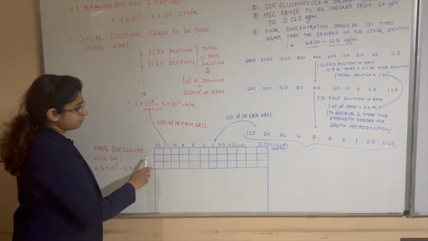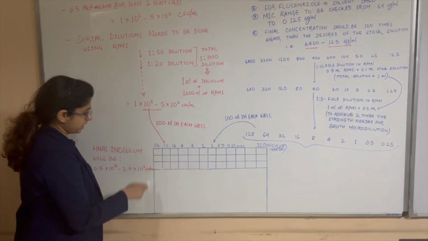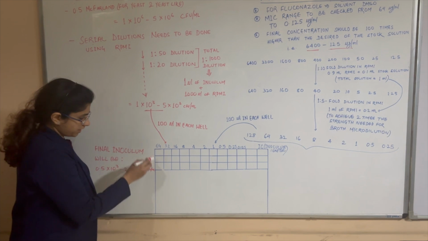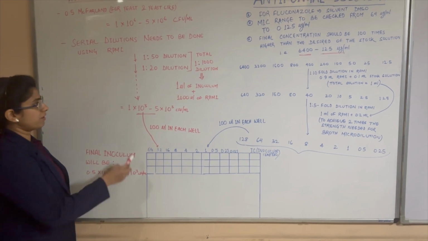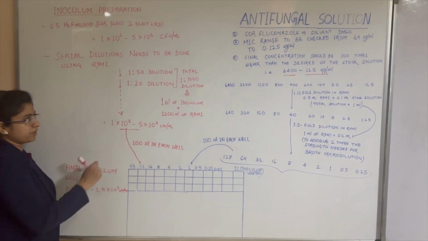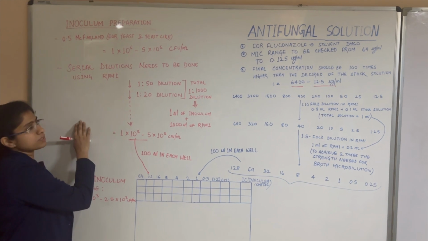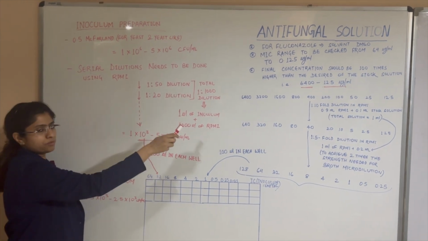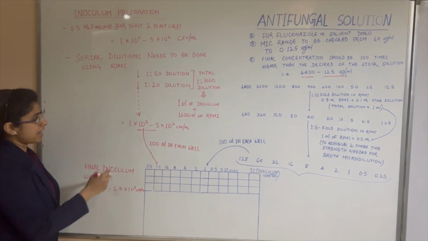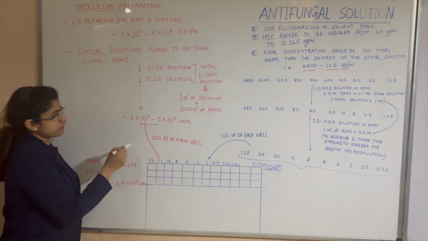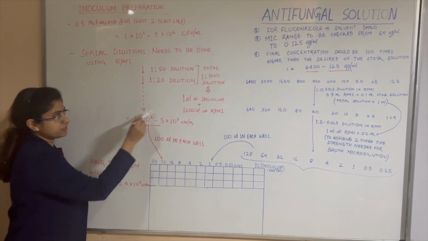So a microtiter plate has 12 columns and 8 rows. For each row we have one inoculum. Whatever inoculum we prepared, this is step 3. Step 1 was the inoculum preparation, and in step 2 we prepared the antifungal solution. In step 3, we add 100 microliter of this inoculum.